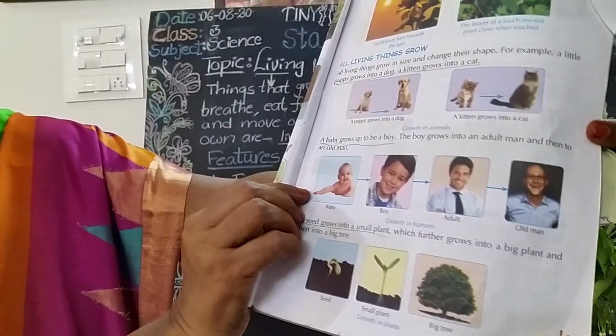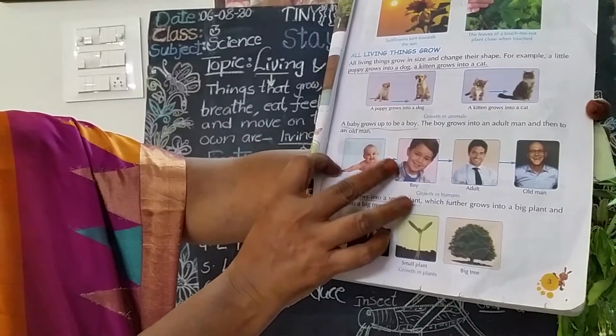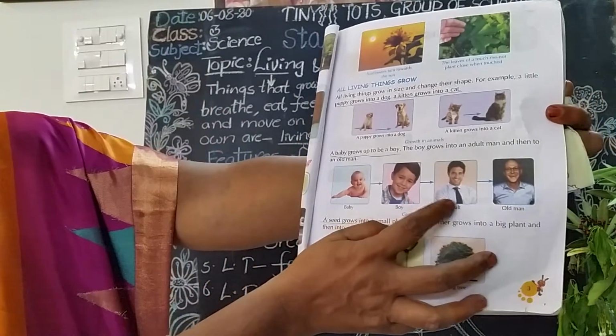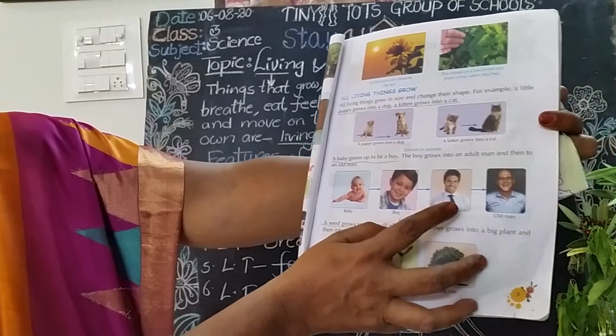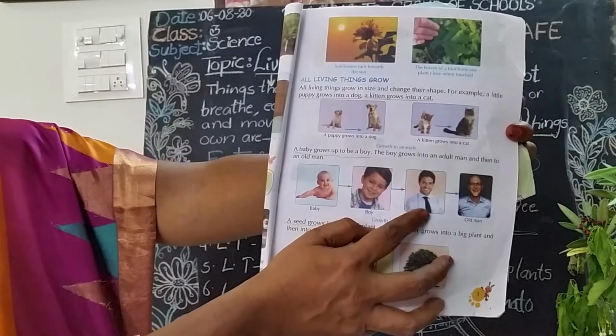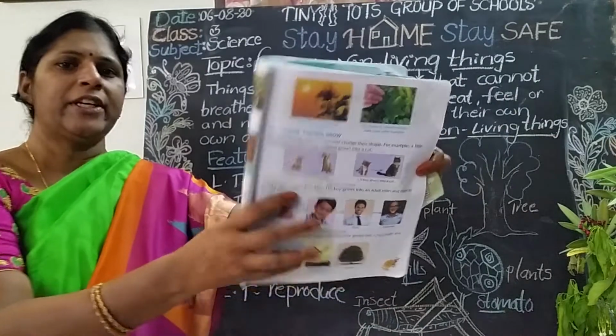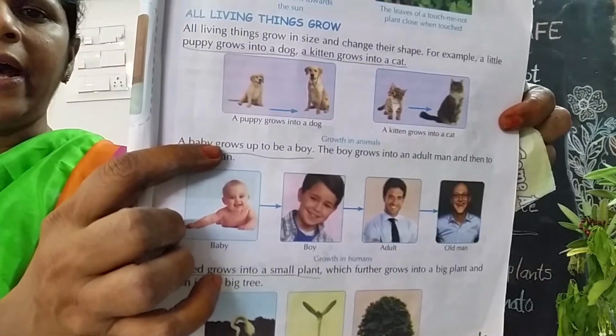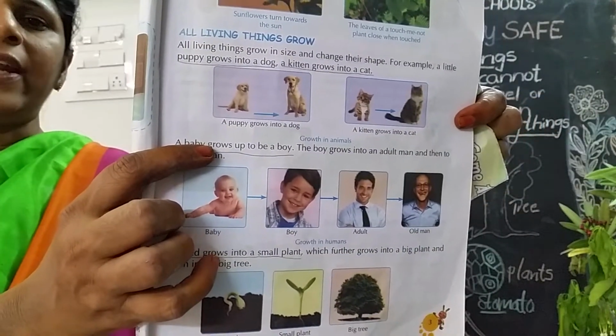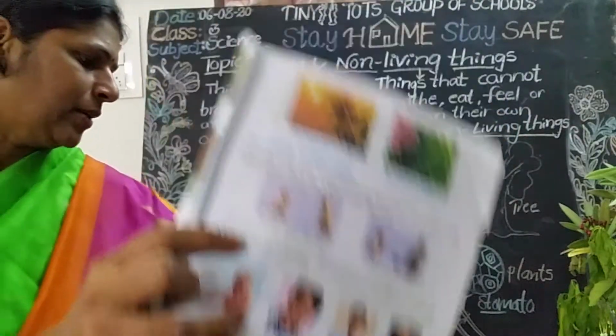So a baby grows up to be a boy, the boy grows into an adult man and then to an old man. So all living things grow old and die. They have a particular lifespan. Is it clear?